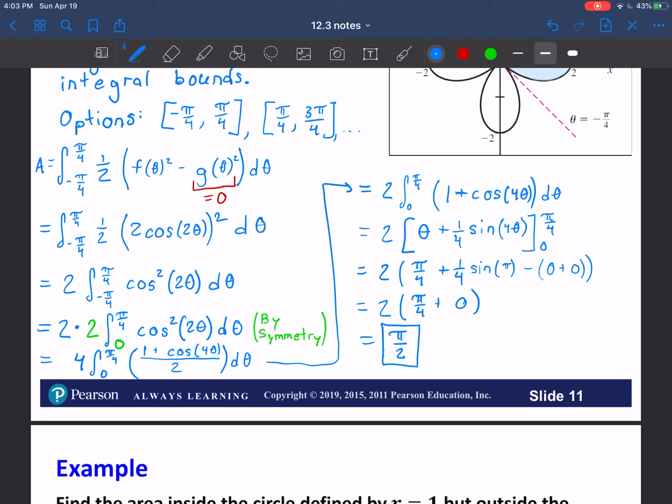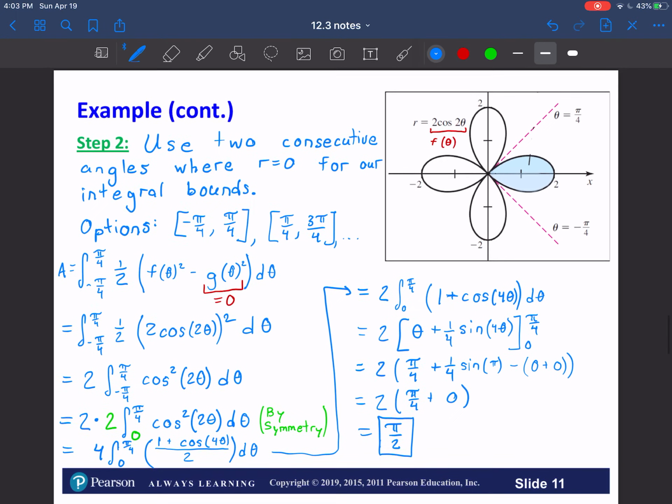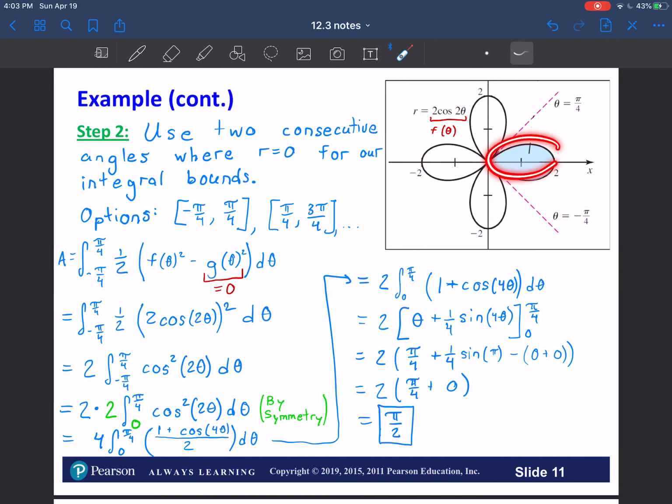And so what we have determined is that the area for just one leaf of this rose is pi over 2. So therefore, the area of the entire thing has to be 2 pi, if we multiply it by 4.